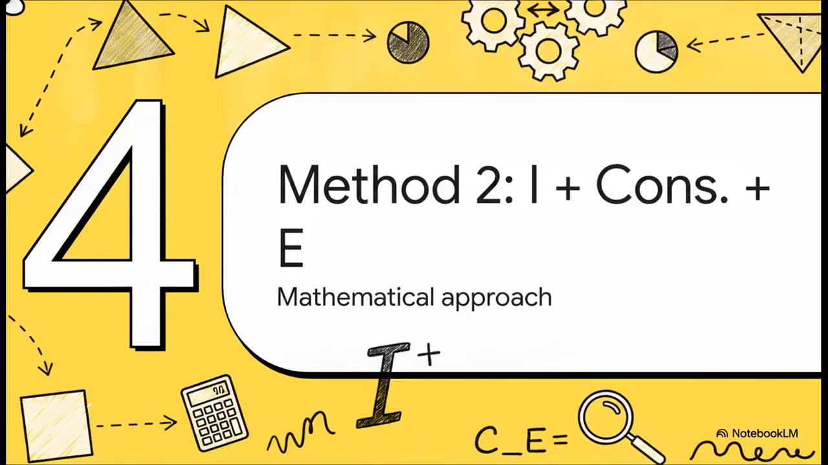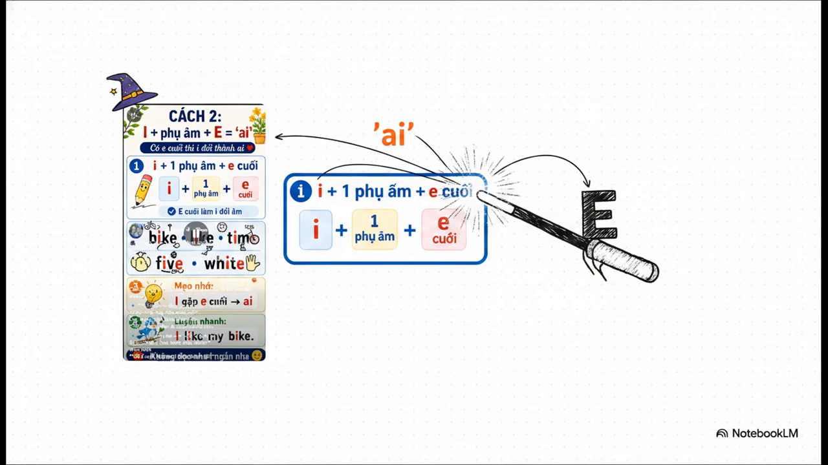All right, let's level up. Section 4, method 2, I plus a consonant plus E. This is what I like to call the mathematical approach. If you happen to be a logical learner, you are going to absolutely love this, because sometimes English spelling really does act like an algebra equation.